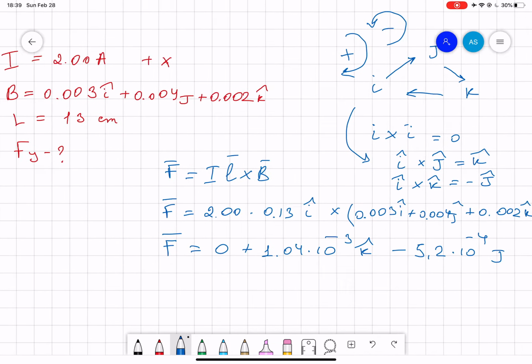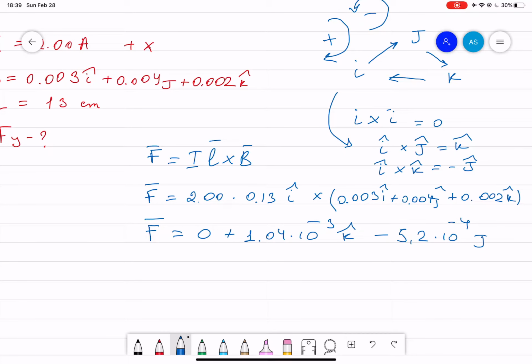Now the Fy component of the force is negative 5.2 times 10 to the power of minus 4 j vector. Okay, and the Fz component is equal to 1.04 times 10 to the power of minus 3. Okay, so that's it, I think. So that's the answer.